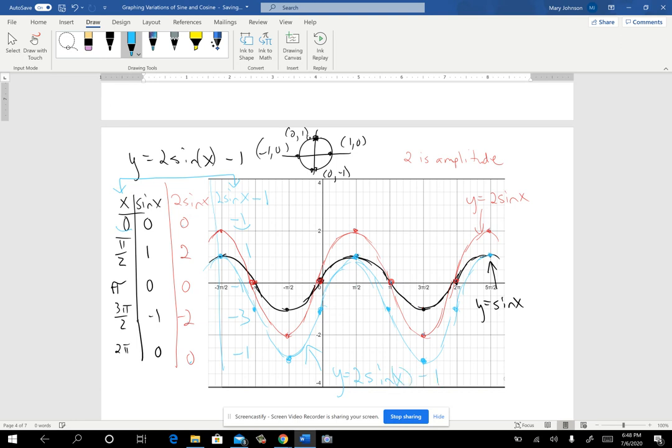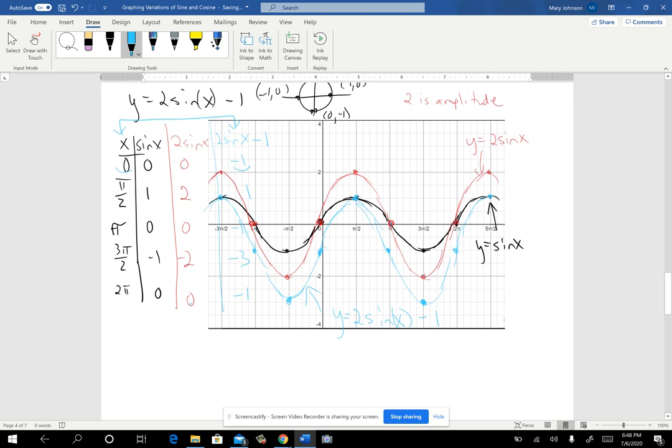Okay. So doing a progression of graphs, I think, can be really helpful. Or you can really work hard on these 5 key points to help you get things where they need to be. Okay. And this, again, works in a similar way, whether it's sine or cosine.